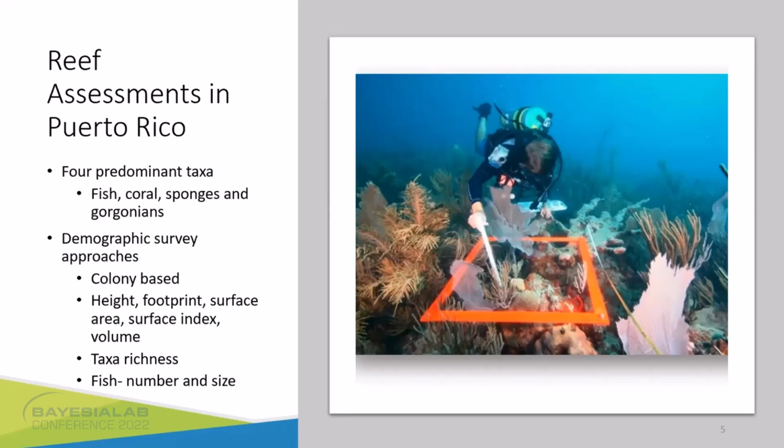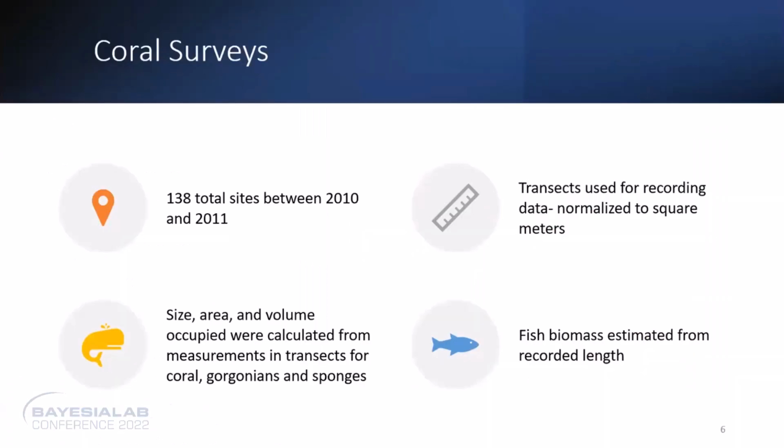Demographic survey approaches were used for the coral reefs. They were colony-based. The measurements that we're looking at include the height of the reefs, footprint, which is kind of looking downwards, the area of the reef, surface area, surface index, and volume, and taxa richness of the reef species. And for fish, the measurements were number and size.